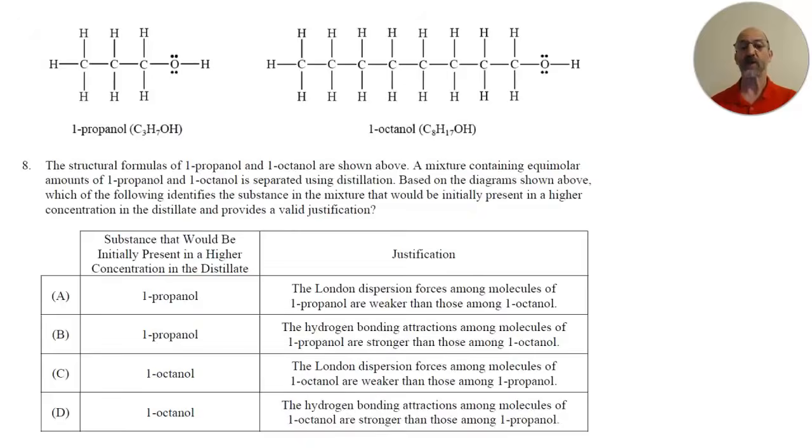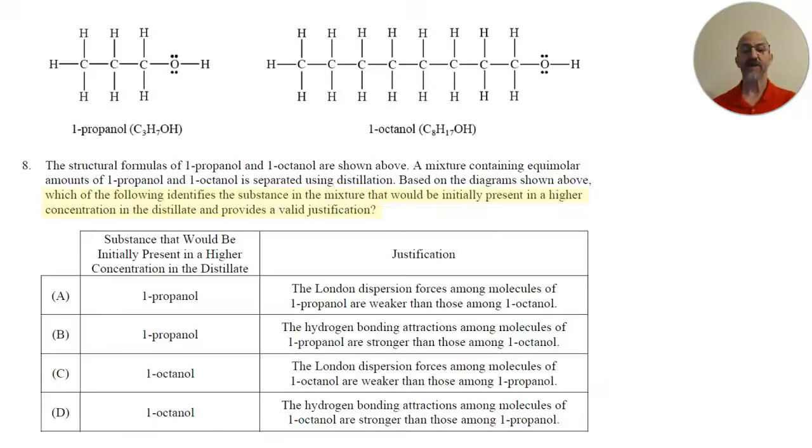Now let's move on to question 8, which is about distillation. So we have 2 molecules shown above, and it says the structural formulas of 1-propanol and 1-octanol are shown above. A mixture containing equimolar amounts of 1-propanol and 1-octanol is separated using distillation. So based on the diagrams shown above, which of the following identifies the substance in the mixture that would be initially present in a higher concentration in the distillate and provides a valid justification?